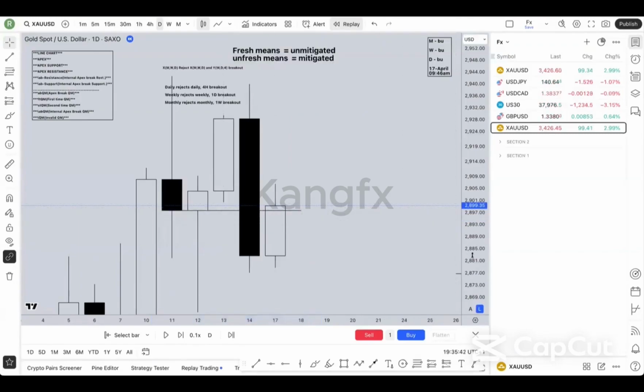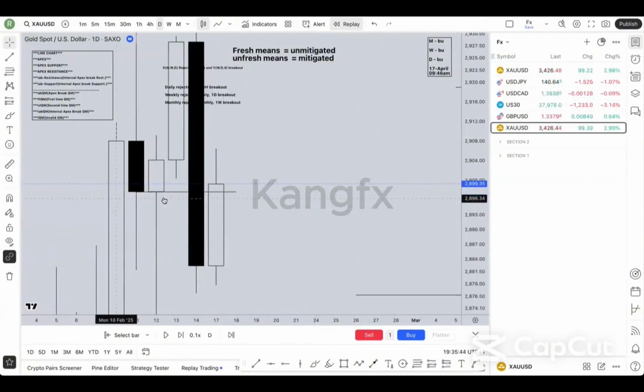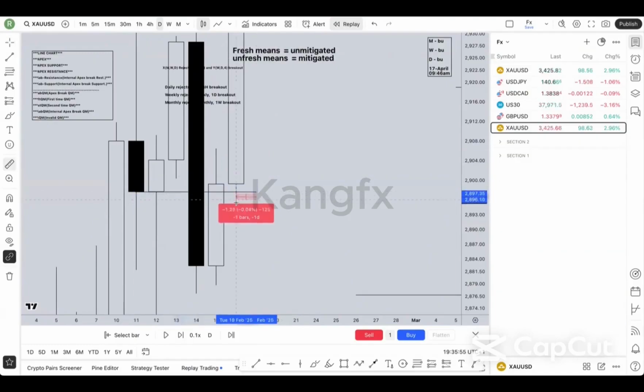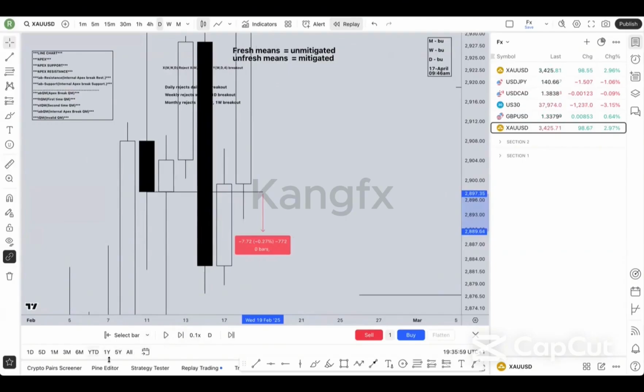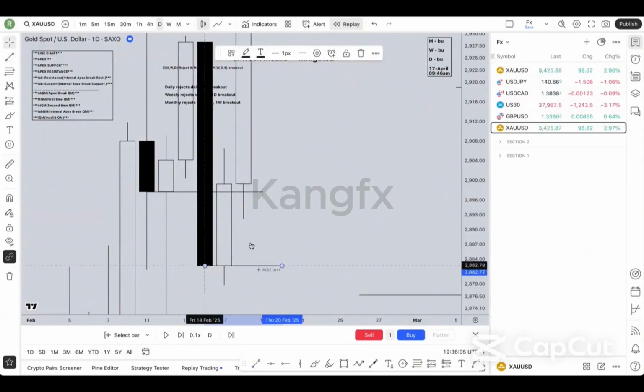When it broke here, this QM is a QM, it was fresh. It was fresh, still fresh. Now, when a new candle came and tapped it and left, it became unfresh because a wick of a candle has mitigated it, so it's no more fresh. This area here is still fresh because no wick has touched it yet. You see, so it's still fresh.